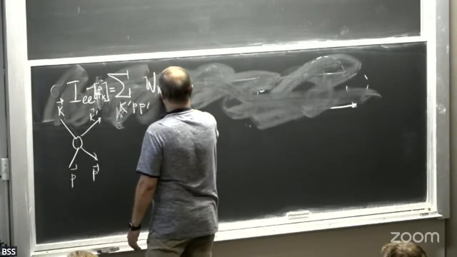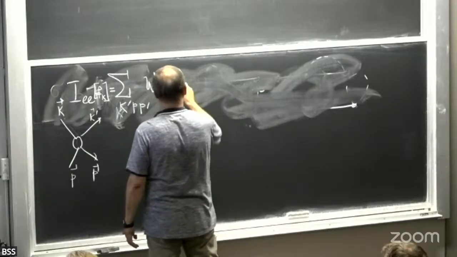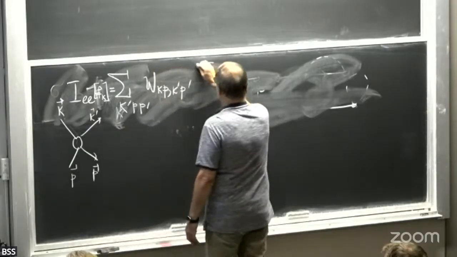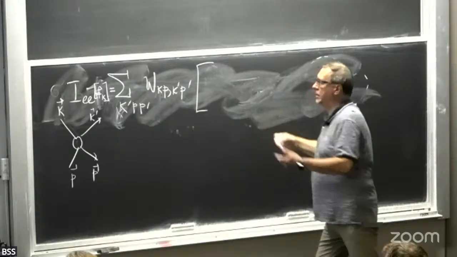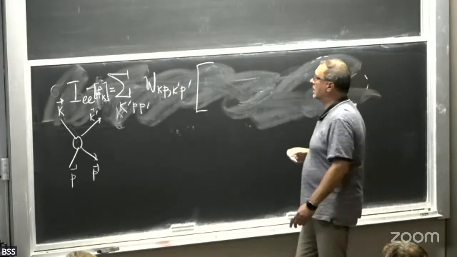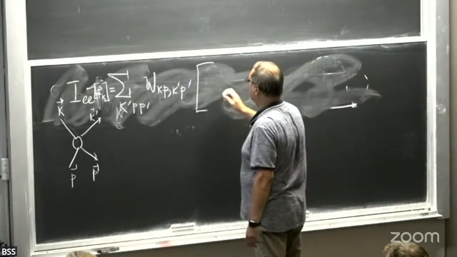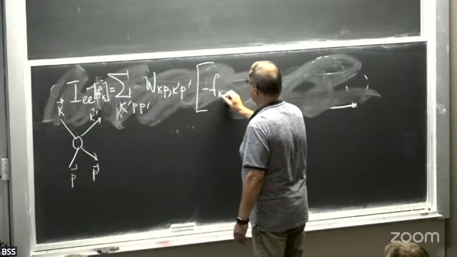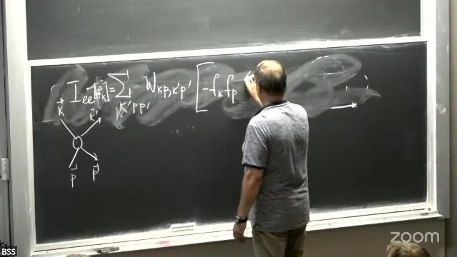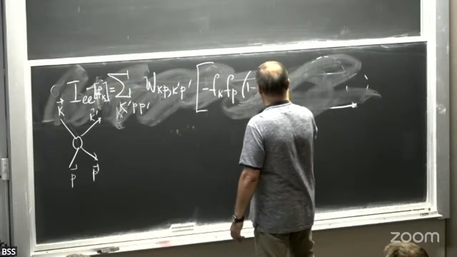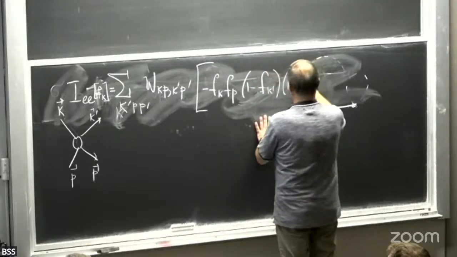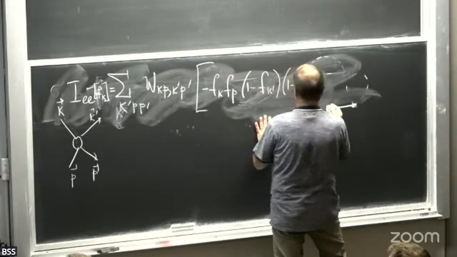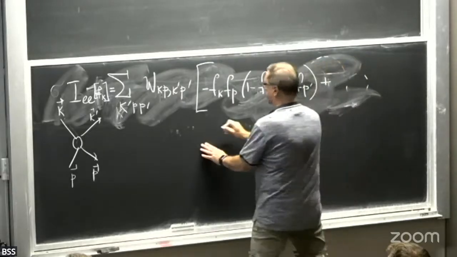There is some scattering probability, which I assume to be known. And then we just hook up the Fermi functions in a way that we satisfy the Pauli principle. This is the loss term. And the gain term.